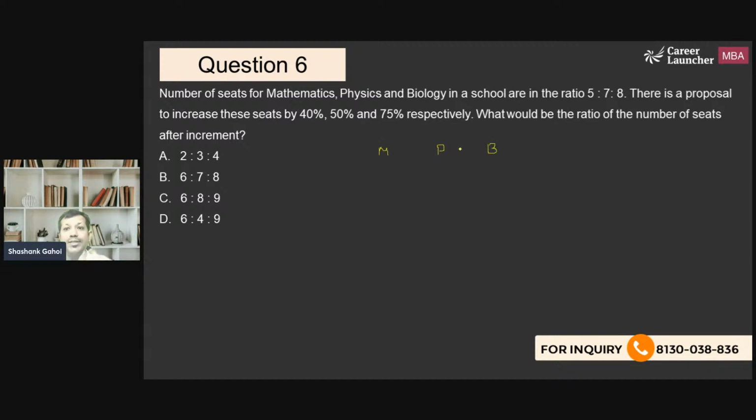अब इसको अगर हमें बहुत जल्दी करना है तो हम कैसे करेंगे कि यहाँ पे इसको मान लेते हैं 500, सीधे 100 के मल्टीपल में ले लेते हैं, because we are talking about the percentages. 500, 700, 800. 40% is 2/5. मतलब जो सीट्स इंक्रीज हुई वो 200 से हुई. ठीक है. तो ये हो गई 700. 50% मतलब हाफ. हाफ का मतलब 350 से इंक्रीज हो गया, सो ये हो गया 1050। 75% का मतलब क्या हो गया, 3/4। 3/4 of 800 is 600, that is going to be 1400.